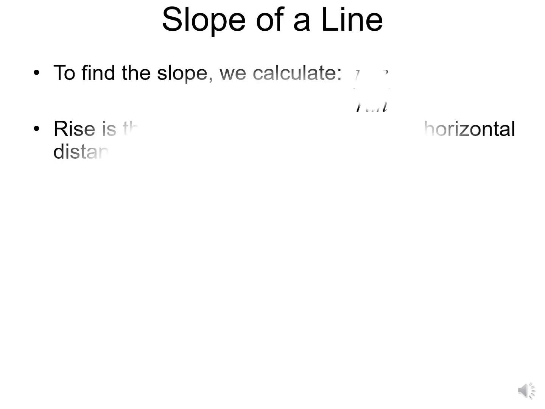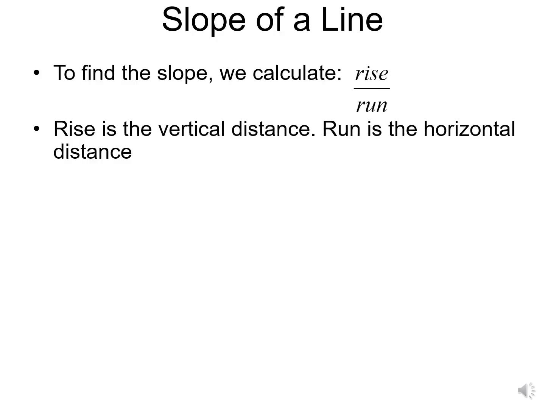Okay, today we're going to talk about some algebra review. First thing we're going to talk about is slope of a line. Most of you guys have done slope before, so this is just a little bit of review. But if you remember, slope of a line is calculated through rise over run. Rise is how far up and down we go. Run is how far horizontally we go.